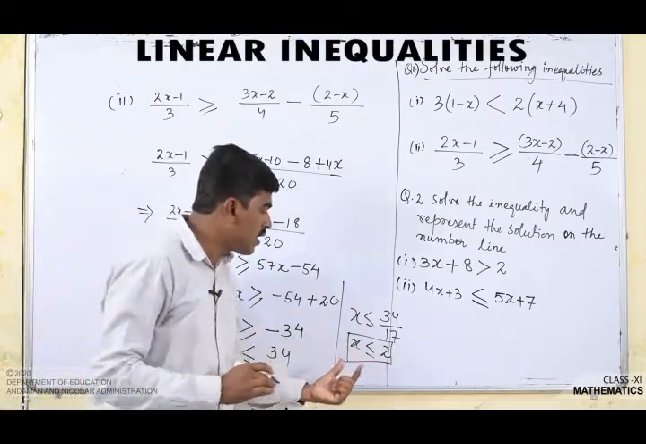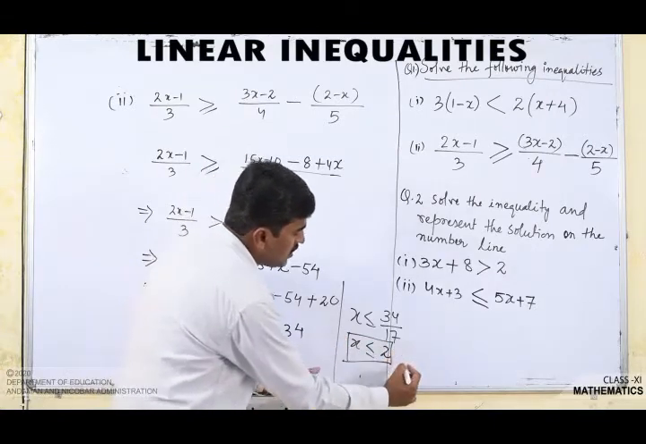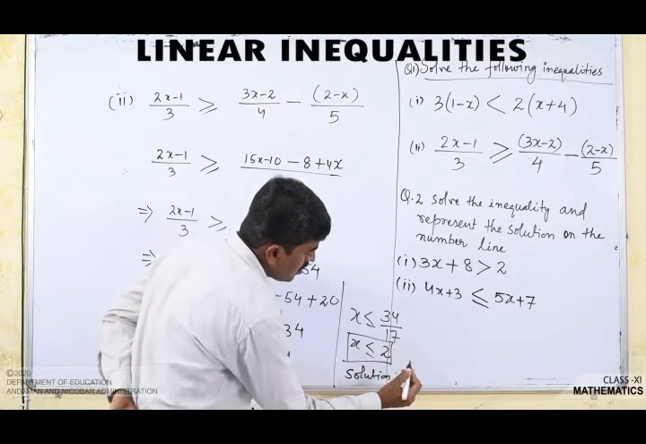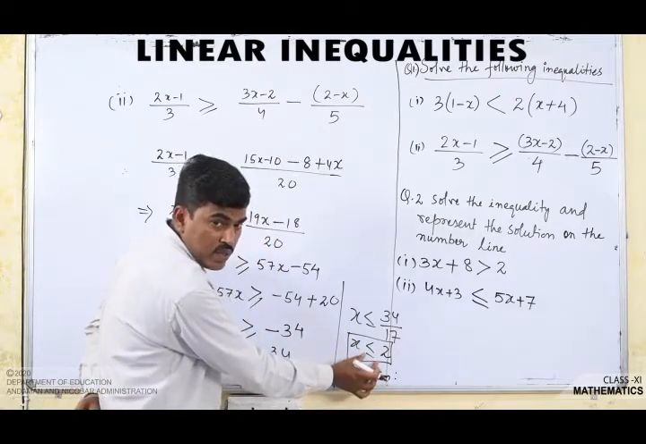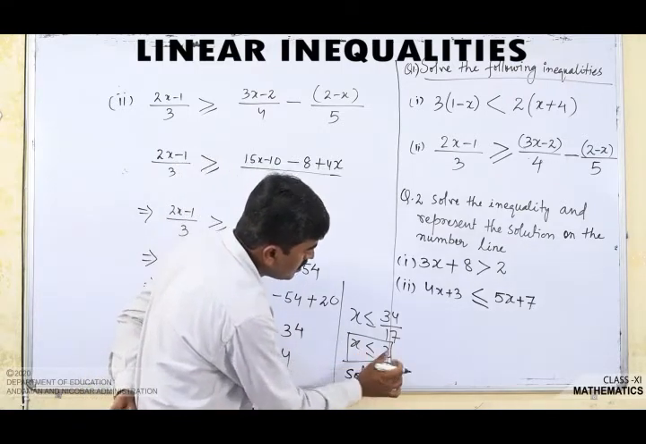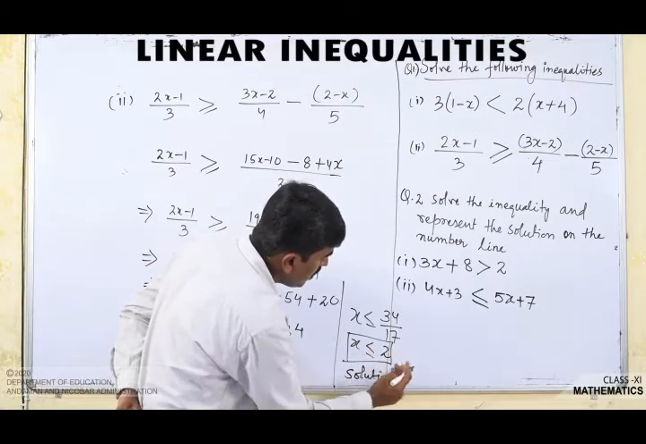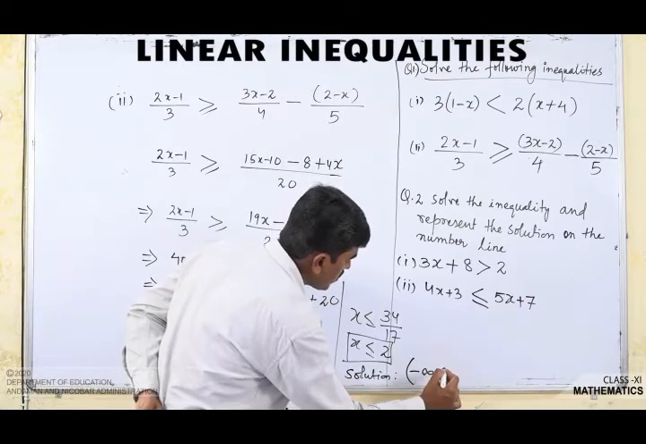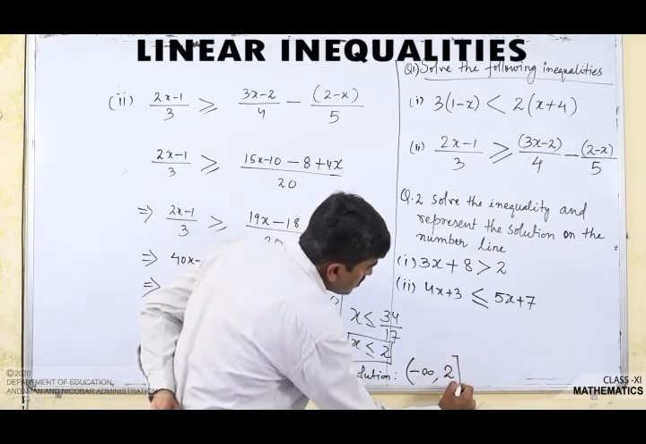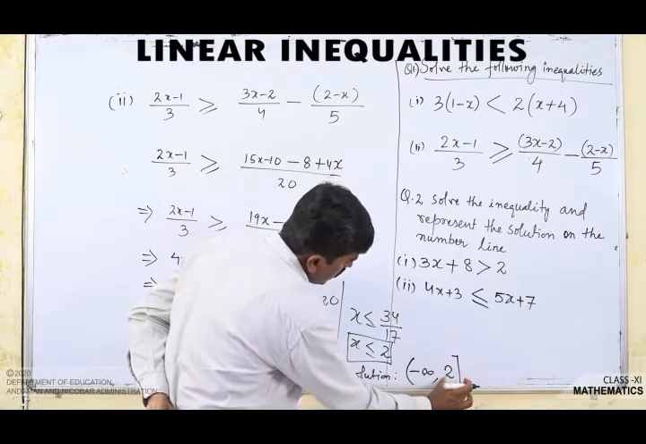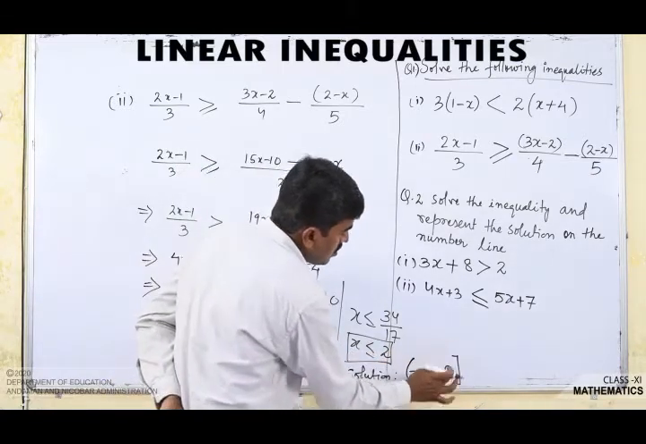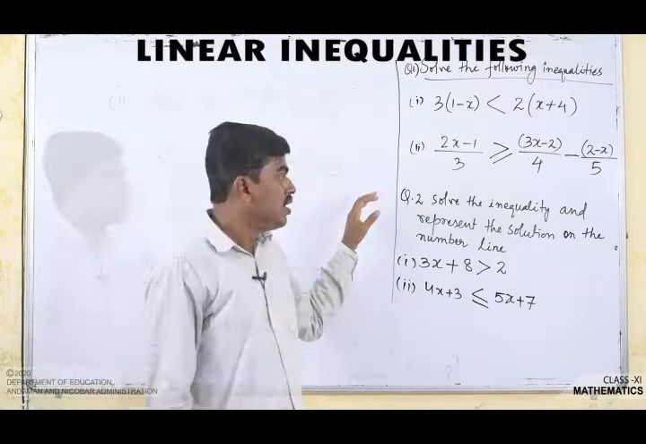So here we will write the solution set in the form of interval. Now here x may be equal to 2, so we have to write it in the form of closed interval, but it is less than or equal to 2, so we take open interval (−∞, 2], and it is square bracket. Why is it closed here? Because 2 is also included in the solution region. Okay, so this is the solution here.